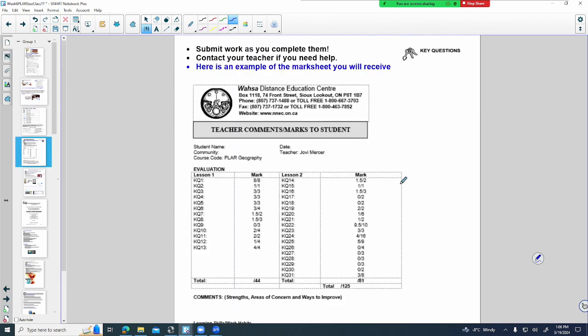So here is an example of the mark sheet that you will receive once you start submitting key questions for PLAR geography. And again, it's the key questions. The support questions are there for practice. So if you do those questions, make sure you look at the back of the lesson as the answers are in there. So you can self-check to make sure that you are working on them and you're on the right track.